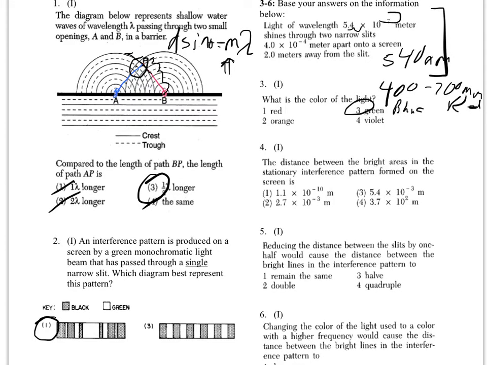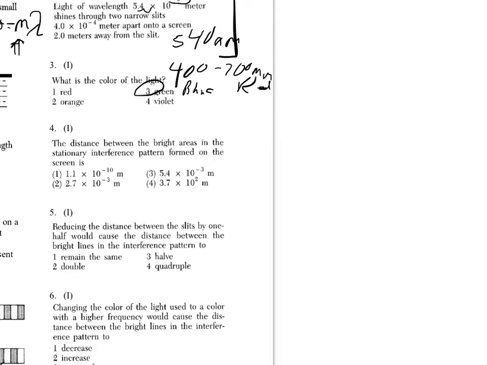The distance between bright areas in the stationary interference pattern formed on the screen is... Now this one's going to require some triangle geometry. So let's draw our situation. We have light through two slits, and then a distance from the slits we have a screen, and the problem said that the screen is 2 meters away. And I want to know what's the distance between two bright spots. Well, the distance for double slit interference is constant for all bright spots, so we could just measure from the center one to the first one, which remember would be the m equals 1 spot.